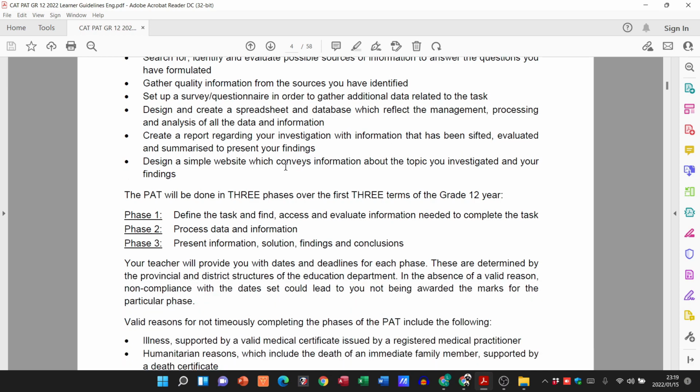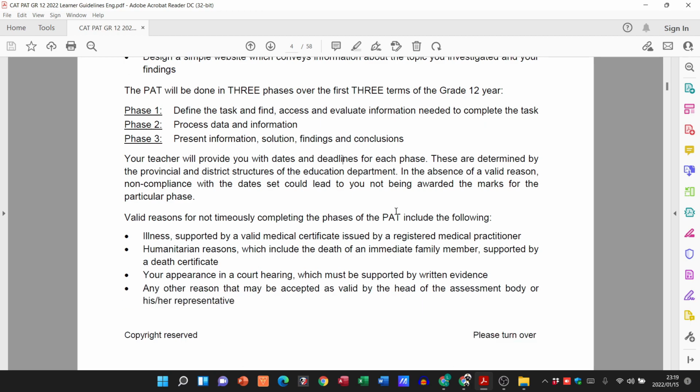So we know the PAT is done over 3 phases. Phase 1 is where we define the task and find, access and evaluate information needed to complete the task. Phase 2 is where we process this data and information. And phase 3 is where you will present the information, solution, findings, and conclusions. Obviously, they mention that your teacher will provide you with the dates, but guys, the sooner you can grab hold of this and start getting the necessary info together, the quicker you'll be able to plow through this.